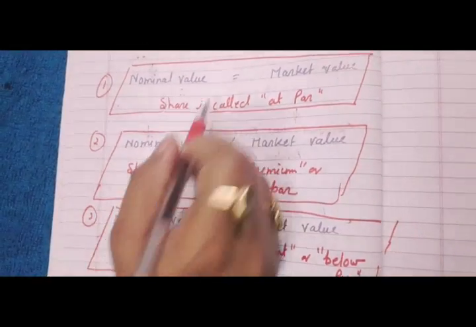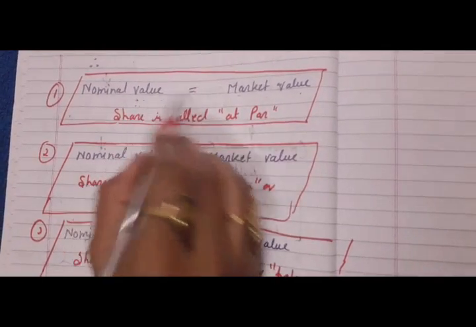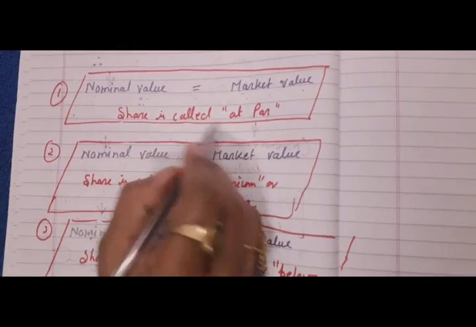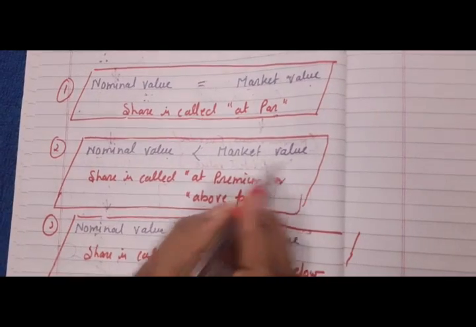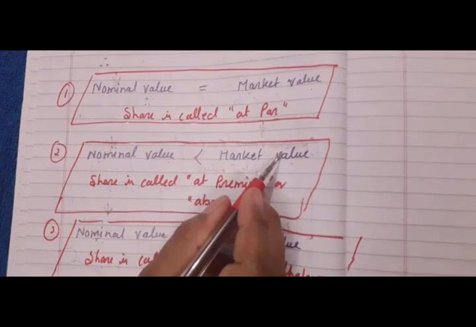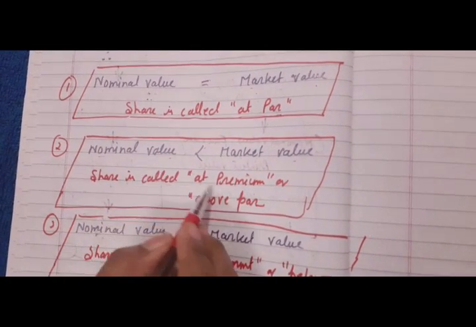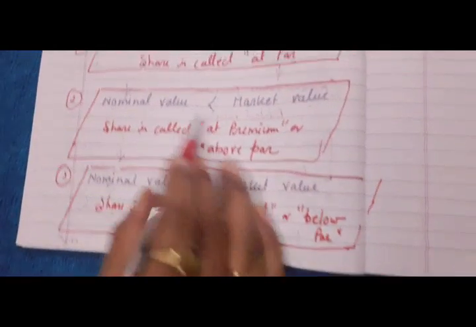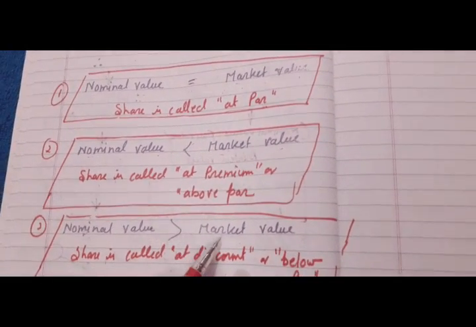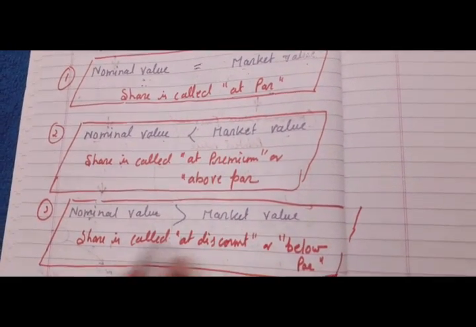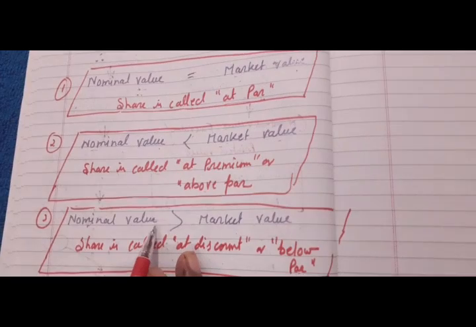What are these things? See children, if nominal value is equal to market value, there is neither profit nor loss, then the share is called at par. And if nominal value is less than market value, it means the price of the share increased. So the share is called at premium or above par, meaning its price is raised, the company is in profit. And if nominal value is greater than market value, it means the cost of the share decreased, the company is in loss. So the share is called at discount or below par, meaning below the original cost.